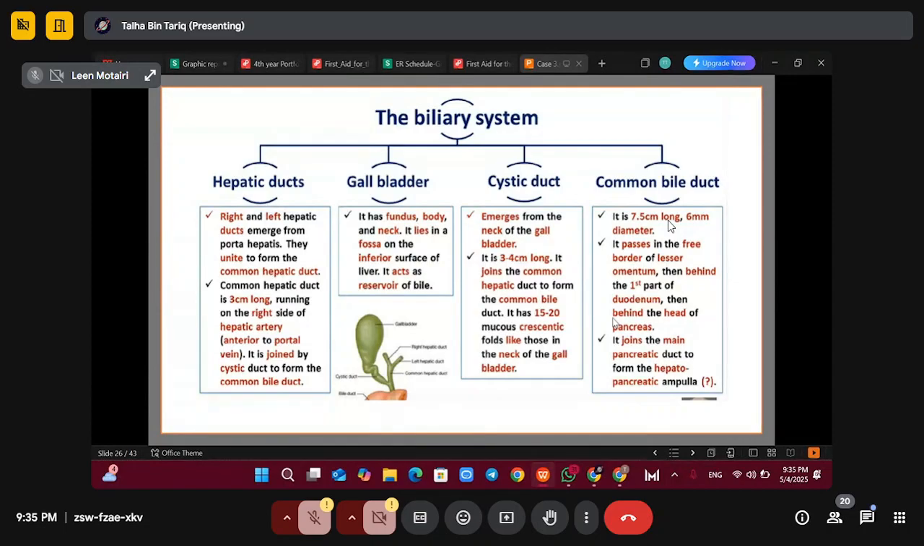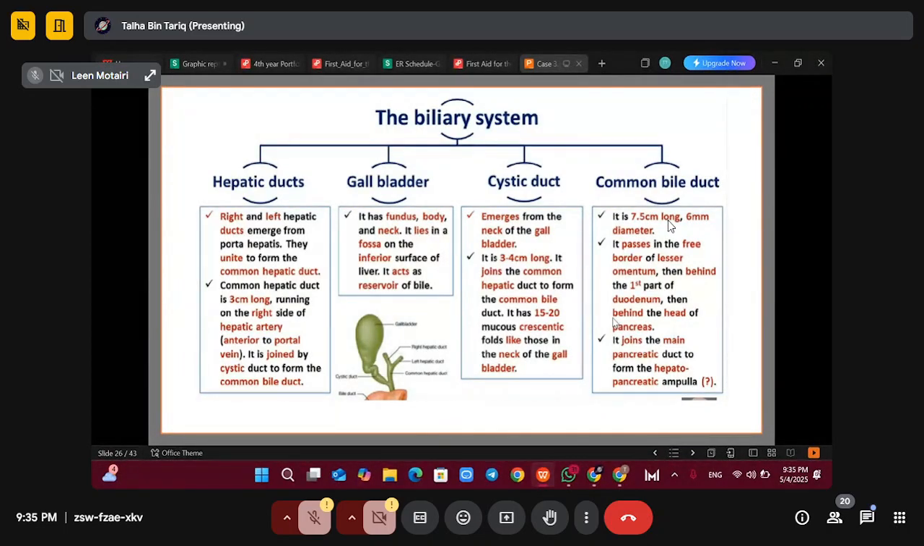Okay, so regarding the gallbladder, we have the biliary system. What is the biliary system? The biliary system consists of the hepatic ducts, the gallbladder itself, the cystic duct, and the common bile duct. So the hepatic ducts are the right and the left hepatic duct, which I will show you in the picture, and they join to form the common hepatic duct. The right duct from the right lobe and the left hepatic duct from the left lobe of the liver are joining to form the common hepatic duct. Common hepatic duct is usually 3 centimeters long, and this is the important thing you need to know about that.